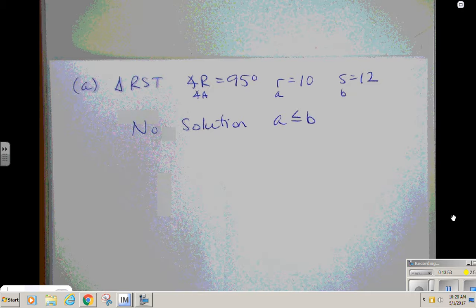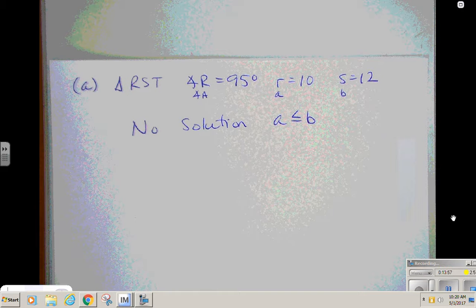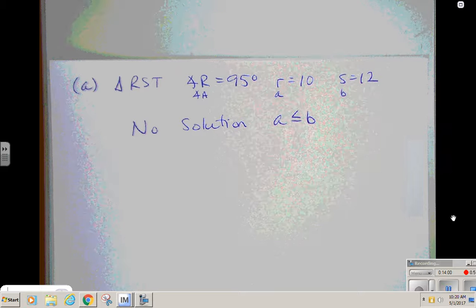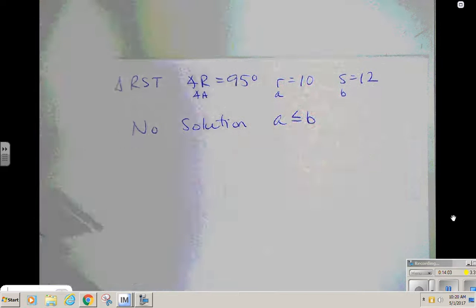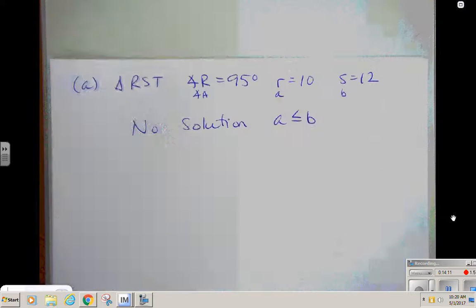Any questions? Why is it less than or equal to? What do you mean? On the sheet, it's less than or equal to. And that's what I'm going by. Oh, okay. Yeah. Okay. All right, so let's look at part B.